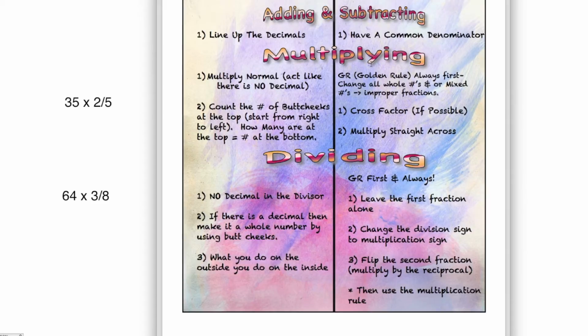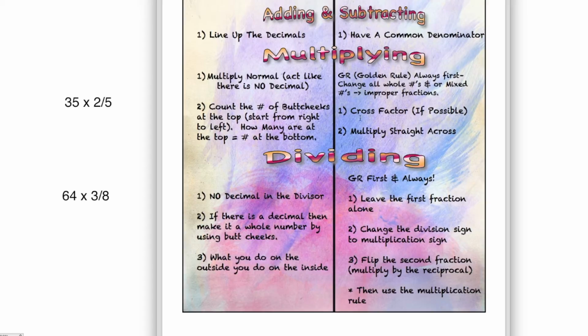So, in multiplying, there's something called a golden rule. The golden rule means you automatically do it. It's not a step. As soon as you see it, you automatically do it. So the golden rule states, change all whole numbers and or mixed numbers into improper fractions.